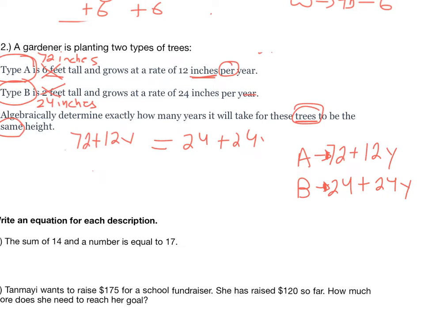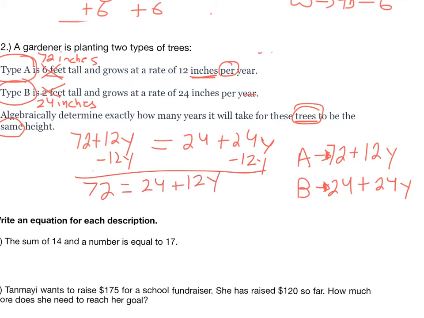So distribute if necessary. We don't have to distribute. Second step would be to combine like terms. There are no like terms to combine. Third step would be to get your variables on the same side, and that we can do. So let's go ahead and subtract 12y on both sides. And if we do that, we get 72 equals 24 plus 12y.